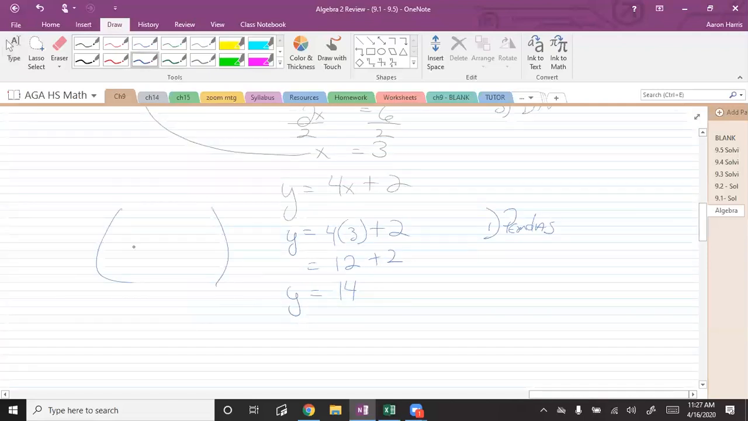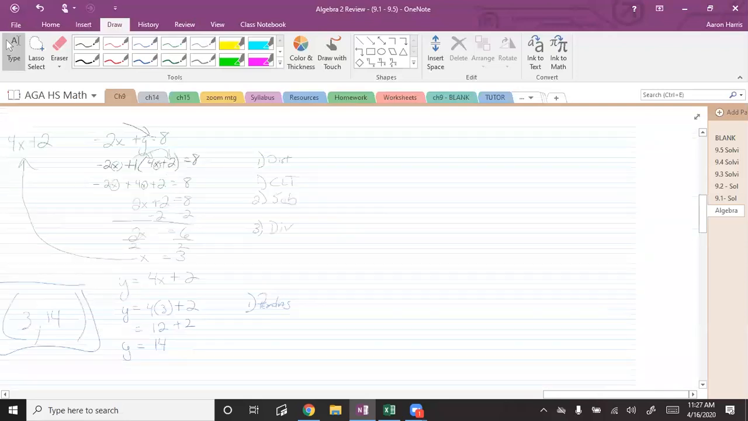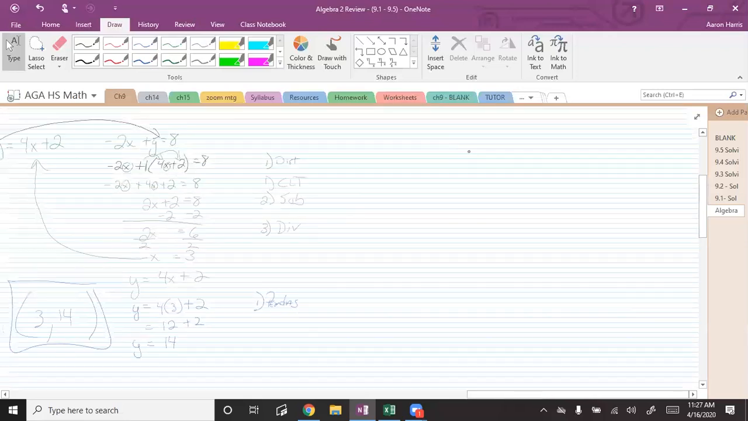3, comma 14. There you go. Done and done. Does that make sense? All right. So I'm going to use the exact same problem now, and I'm going to show you how to eliminate. Okay. So I have y equals 4x plus 2.